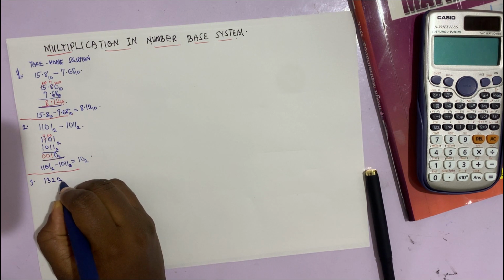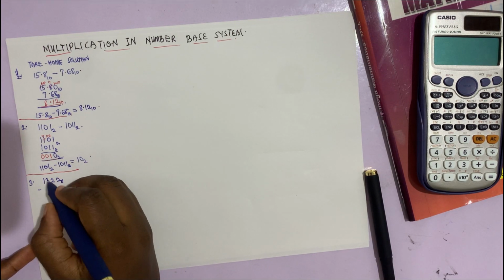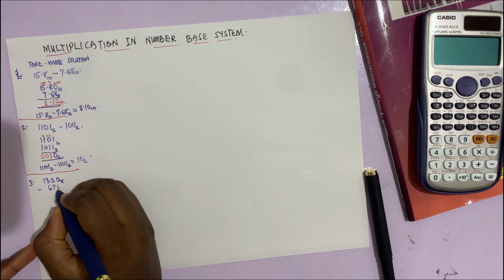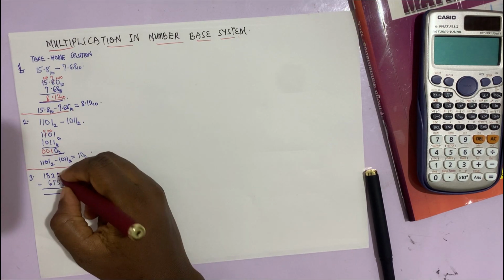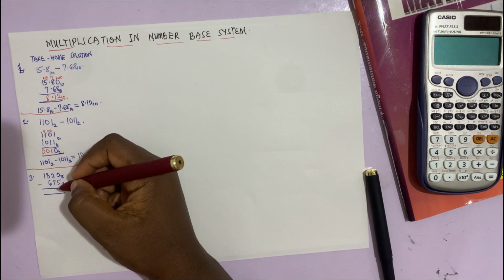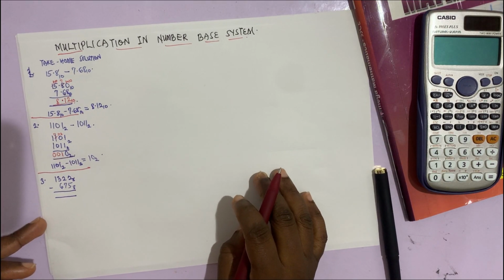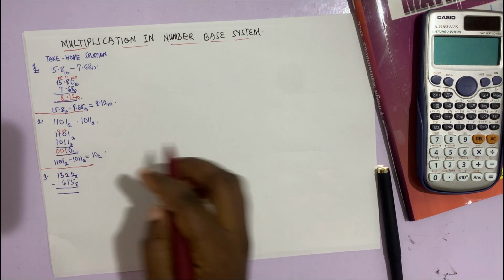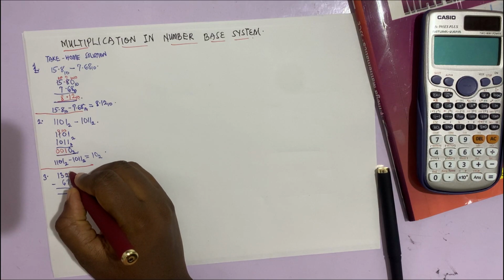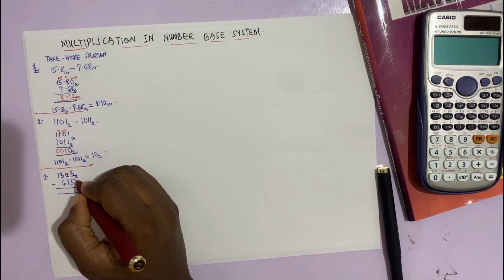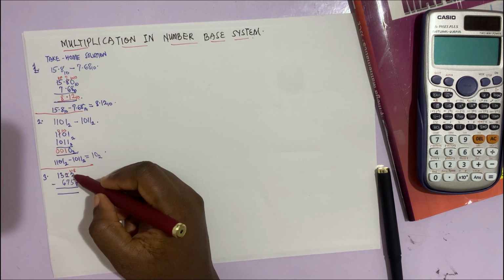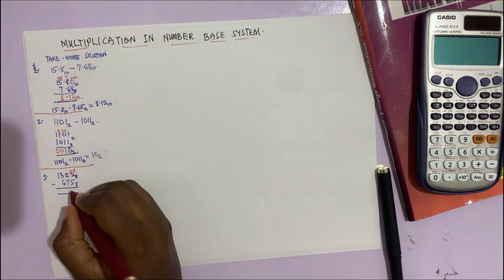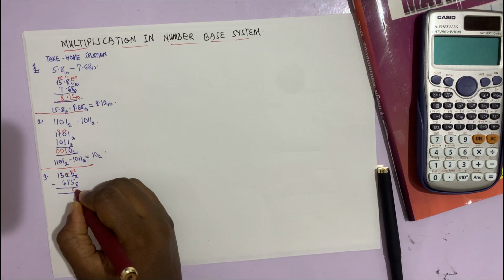1322 minus, in base 8, minus 675 in base 8. 2 minus 5. 2 minus 5 would not go. So what do we do? We borrow 1 from here, bring it there, but in essence we are borrowing the base, which is base 8 here. So 8 plus 2 will give us 10. 10 minus 5 will give us 5 in base 8.